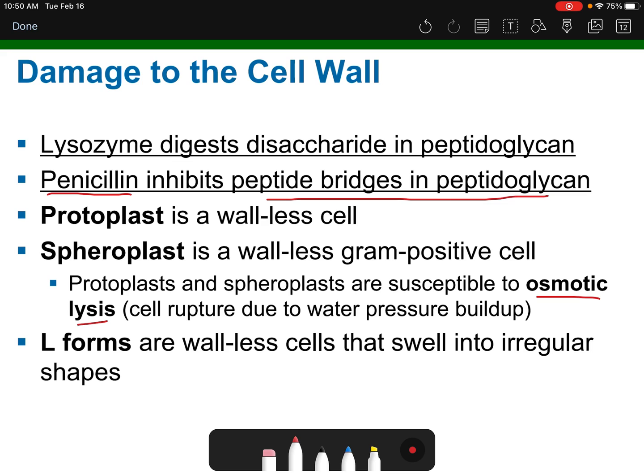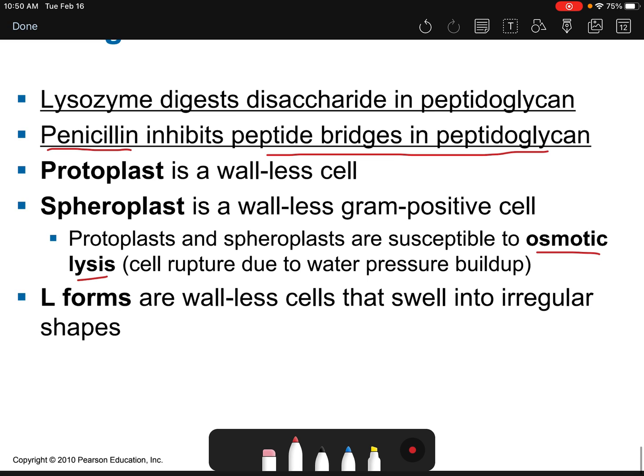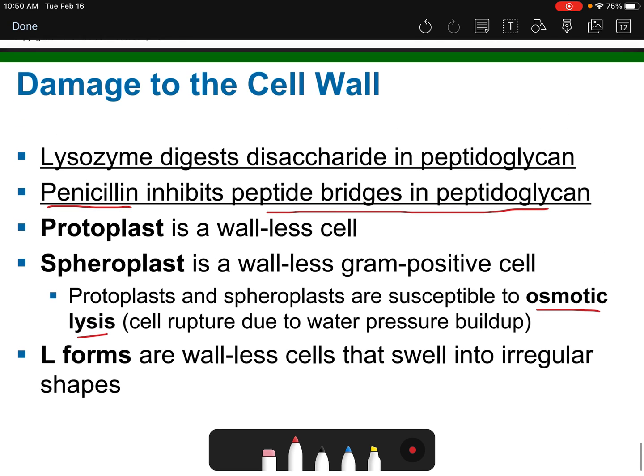And other structures called L-forms are wall-less cells that swell into irregular shapes, so they won't look like the more common coccus or bacillus like the other cells will. So that kind of takes you through the cell wall.